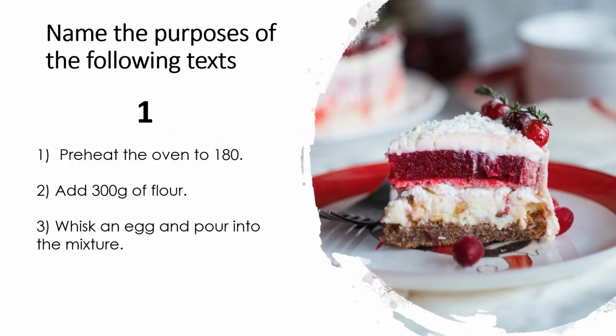Okay, so on this bit, we're just going to go through some different purposes of text. There's 6 in total, so if you could just have a go at reading them and then see if you can note down what purpose you think it is. So this one, it's got a numbered list. It says preheat the oven at 180, add 300 grams of flour, whisk an egg and pour into the mixture. So what kind of purpose do you think that might be?